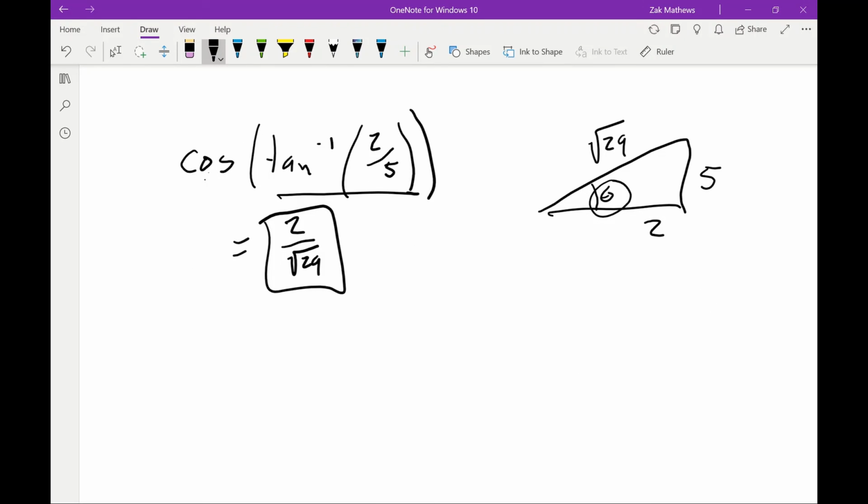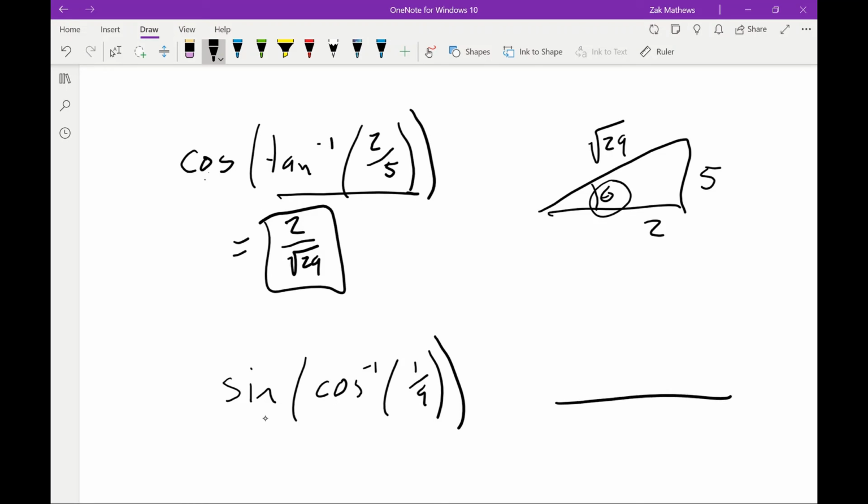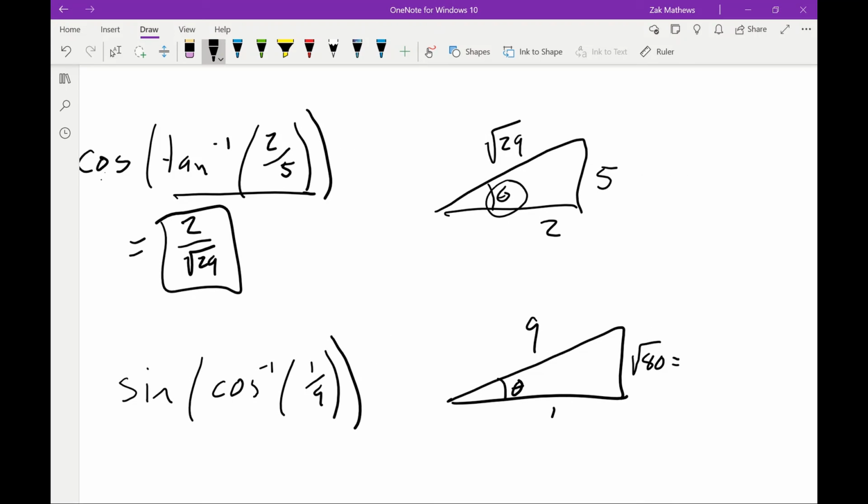If I were to take the sine of the inverse cosine of 1/9, we'd start by drawing the picture. 1, the hypotenuse is 9, and I got that on the wrong side. If my theta is here, my adjacent should be 1. Well, that would mean my opposite is the square root of 81 minus 1, which is the square root of 80, which I can simplify. 16 goes into that 5 times. So 4 square roots of 5.